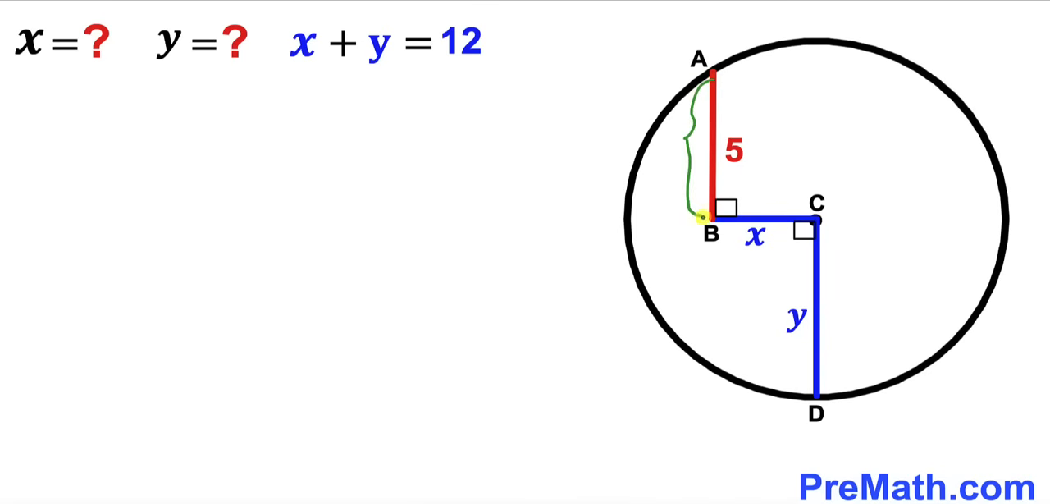In this video, we have this circle with center C that contains these three line segments AB, BC, and CD. As you can see in the diagram, angles ABC and BCD are 90 degrees each. Moreover, segment AB is 5 units, segment BC is represented by X, and segment CD is represented by Y, such that X plus Y equals 12.